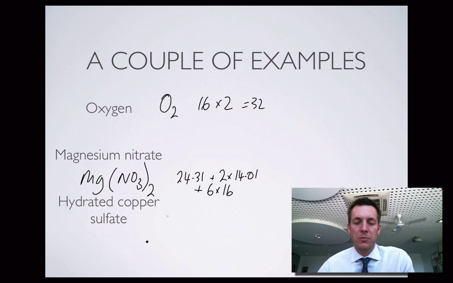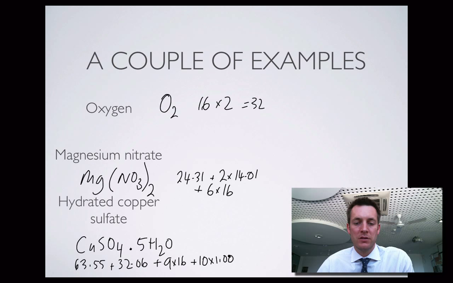I just included this example here because there are some compounds in chemistry that are hydrated. That means they've got water of crystallization in them and they have funny looking formulas. What does this mean here? This 5 multiplies everything after it. So in other words here I'd have to add the mass of copper, which is 63.55, plus 1 sulfur, 32.06, 4 oxygens here, but another 5 there, so 9 times 16, and 10 hydrogens, 10 times 1.008. So that is how I'm finding the molar mass of substances.